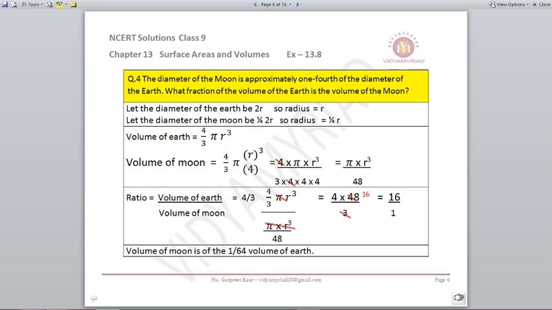We need to find out the ratio of volume of earth upon volume of moon. Let us put it in that way. It will give us 4 upon 3 pi r cube upon pi r cube upon 48. You need to arrange your numerator and denominator. You will get your answer as 16 upon 1. So we need to find out what fraction of the volume of earth is the volume of moon. So the volume of moon is 1 upon 64th of the volume of the earth.